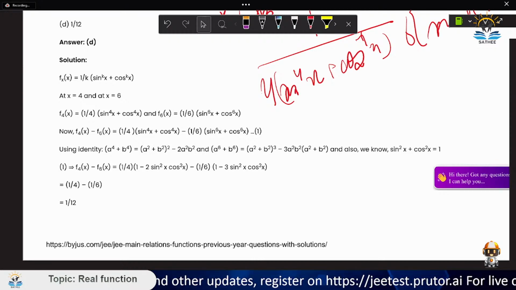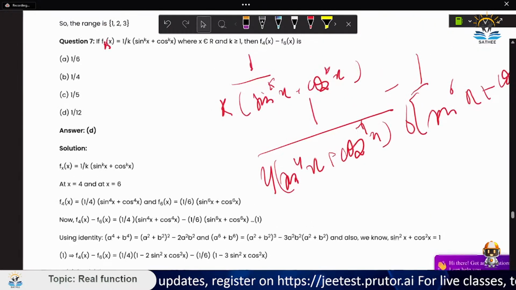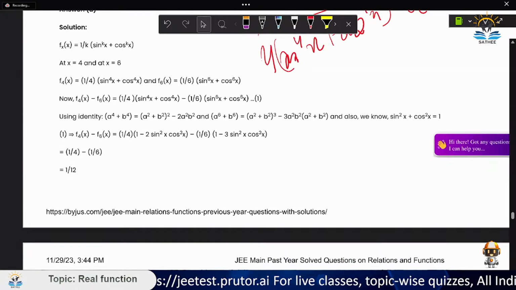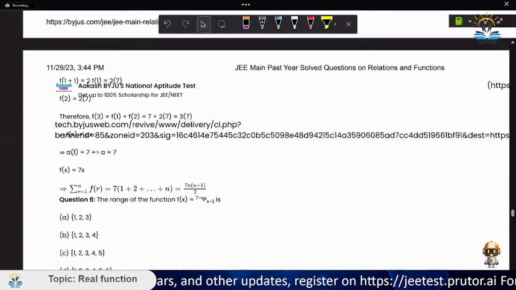And by definition, we also know what we are supposed to calculate here. I think there is a mistake, because it should give me the value of x to calculate f_4(x) minus f_6(x). So there has been a mistake here. So let's leave this question.